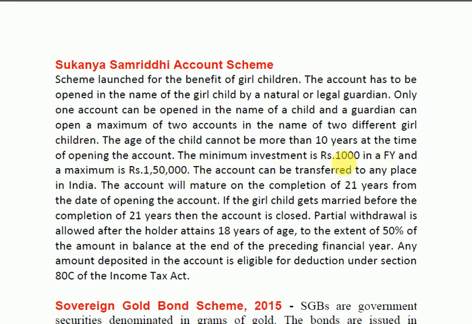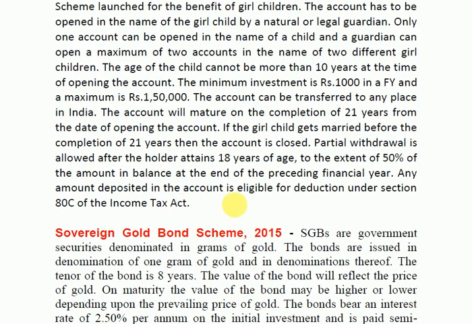The minimum investment is ₹1,000 in a financial year, and a maximum is ₹1,50,000. The account can be transferred to any place in India. The account will mature on the completion of 21 years from the date of opening the account. If the girl child gets married before the completion of 21 years, then the account is closed. Partial withdrawal is allowed after the holder attains 18 years of age, to the extent of 50% of the amount in balance at the end of the preceding financial year. Any amount deposited in the account is eligible for deduction under Section 80C of the Income Tax Act.